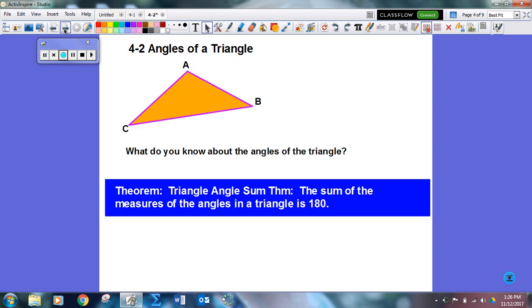Yesterday we talked about triangles, and we talked about the different types of triangles. Well, today we're going to talk some more about triangles. Today we're talking about the angles of a triangle. You probably already know this theorem: the sum of the measures of the angles in a triangle is always 180 degrees. This is the triangle angle sum theorem.